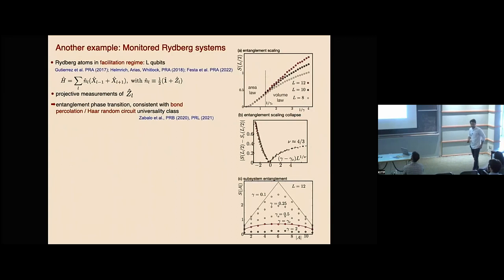Okay, finally, this is not restricted to fermion systems. We can also cook up a problem motivated by Rydberg systems. For example, we could look at these Rydberg atoms in the facilitation regime, which flip their internal state only if there is an excitation nearby. And this Hamiltonian has a dark state, obviously, where everyone is down. And we could supplement this with local measurements of Z.